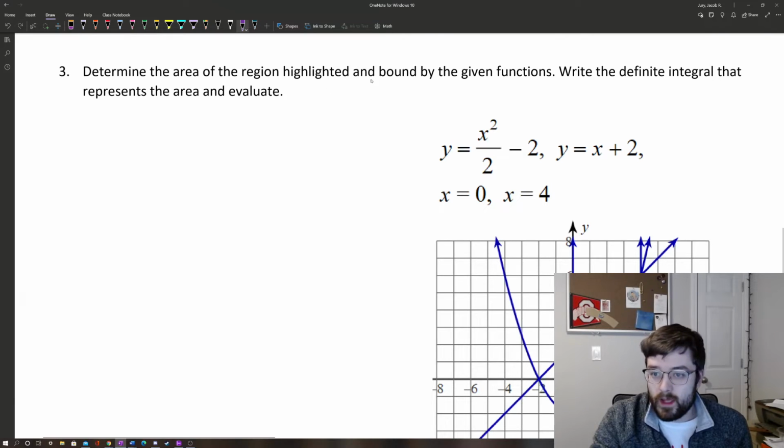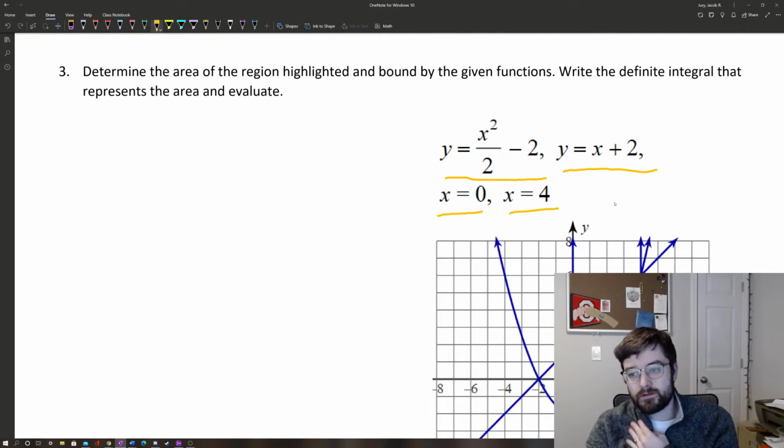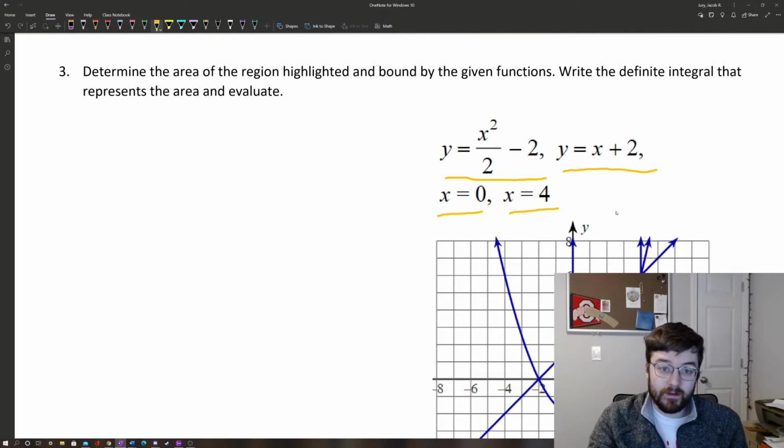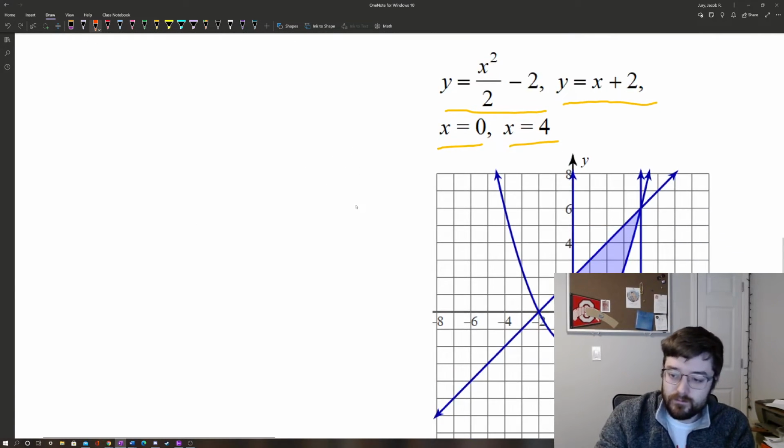So we have this blue highlighted region that we're trying to find the area of, and it's bound by all these equations. So we have a parabola, we have a line, and then at the very end we have 2 vertical lines. So I hope you can see those in the graph. It's important that we have these because we're going to use them to delineate the area given. So we're going to write a definite integral that means the area between those 2 curves.